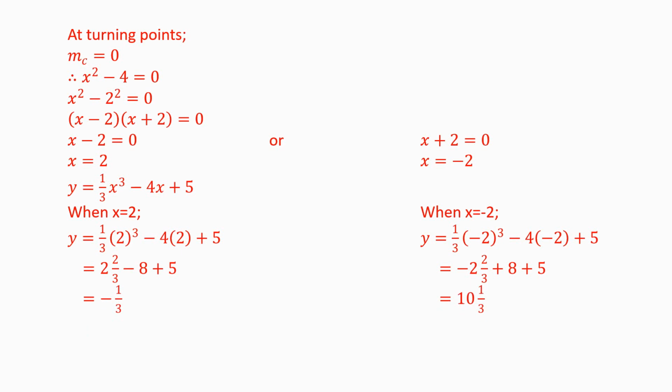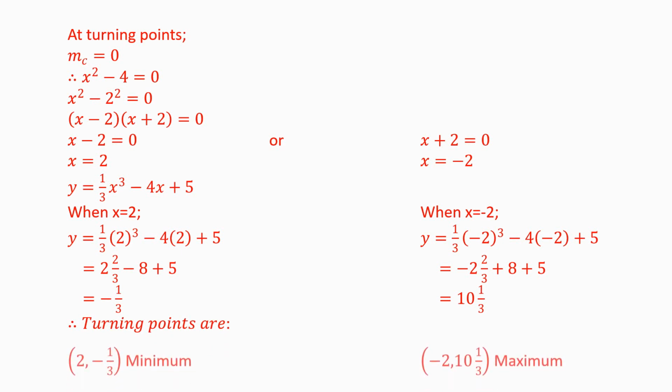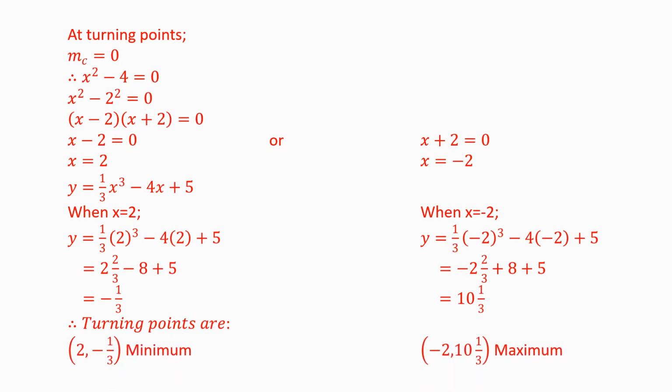To determine the nature of the turning points, we use the y values, where the smaller y value becomes the minimum turning point and the greater y value is the maximum turning point. And you write your turning points as coordinates of a point. So we have our turning points as 2, negative 1 over 3, which is the minimum turning point, and negative 2, 10 and 1 over 3, which is the maximum turning point.